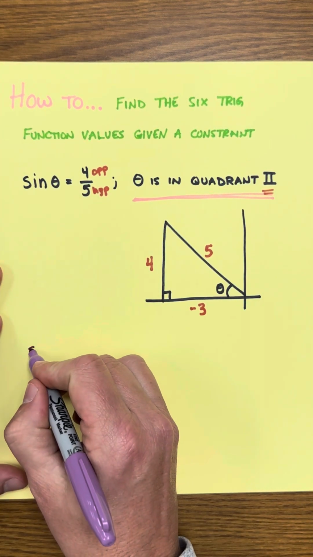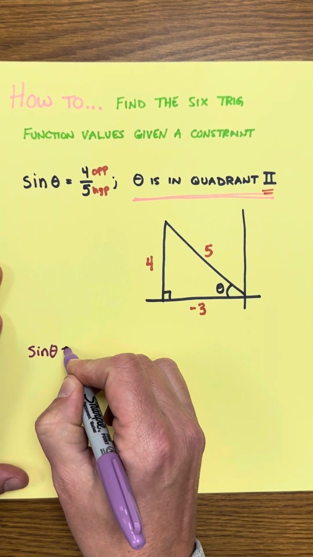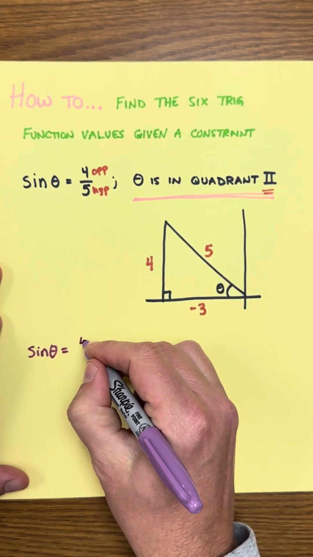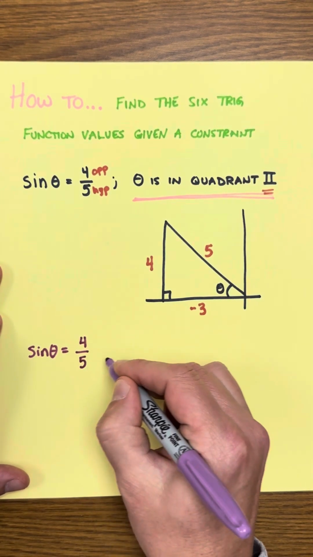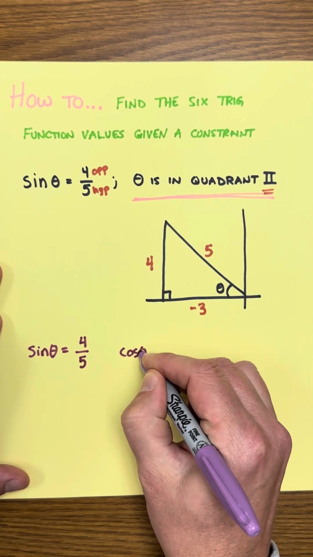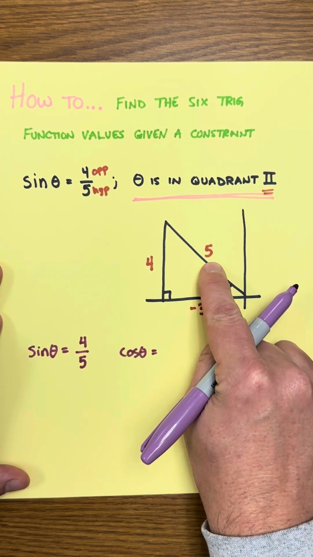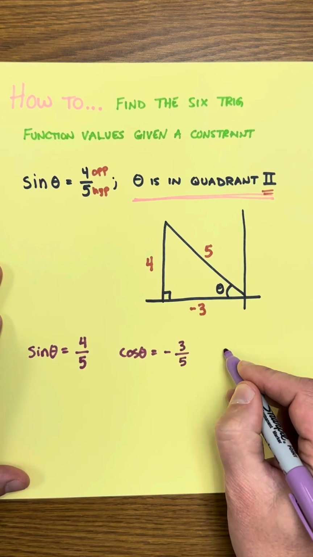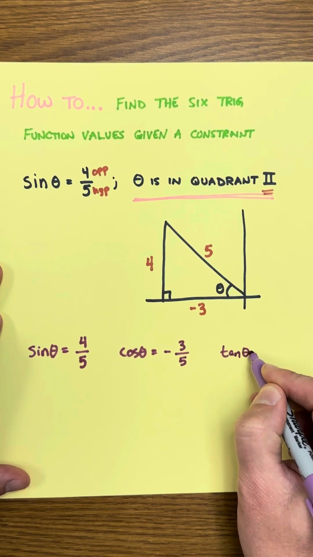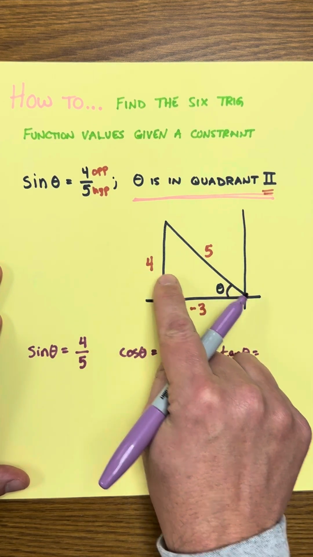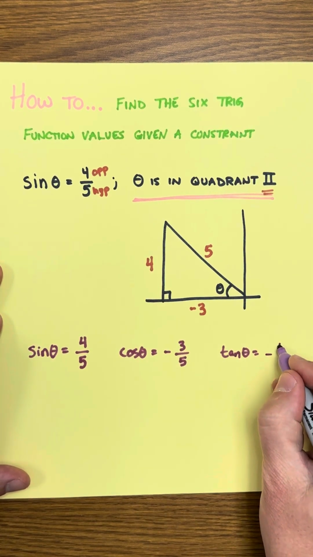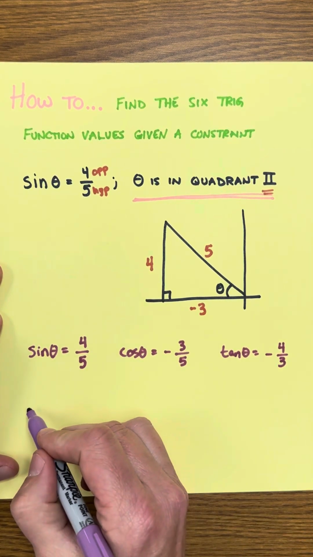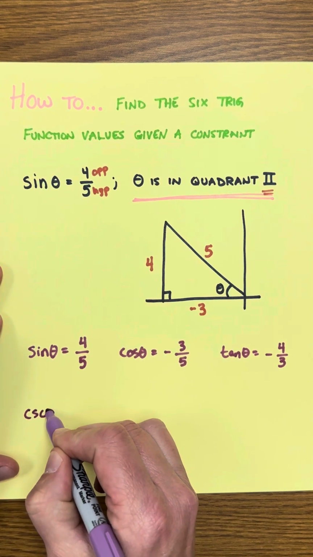I'm gonna start with the sine, and I know I don't need to write it because it's already given to me, but I'm gonna go ahead and write it here. I'll tell you why in a second. Cosine of theta, that's adjacent over hypotenuse, so that's gonna be -3/5, and tangent theta, that is the opposite over the adjacent, so that's -4/3. And then my reciprocals, so cosecant theta.